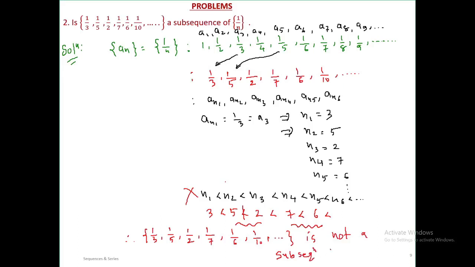Not a subsequence of the original sequence 1/n. So this condition also must be satisfied. Okay. Next one.